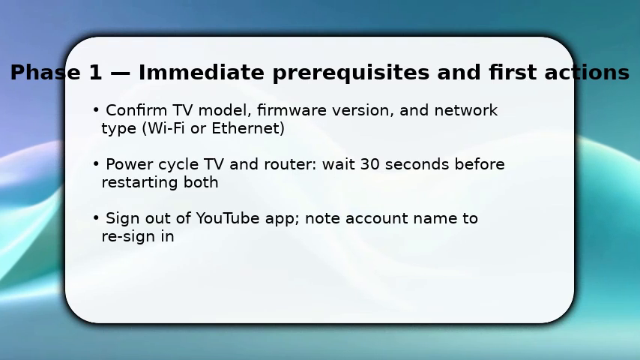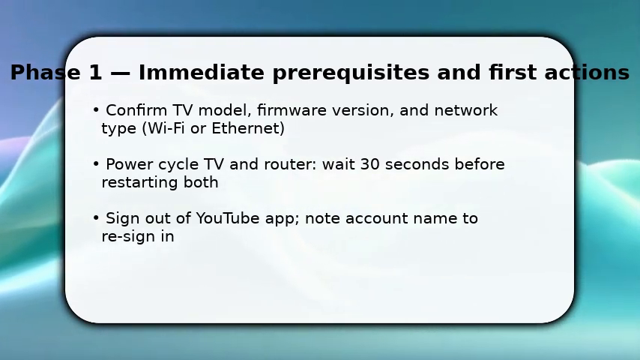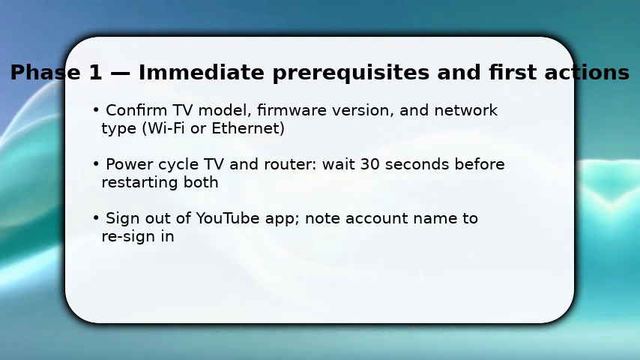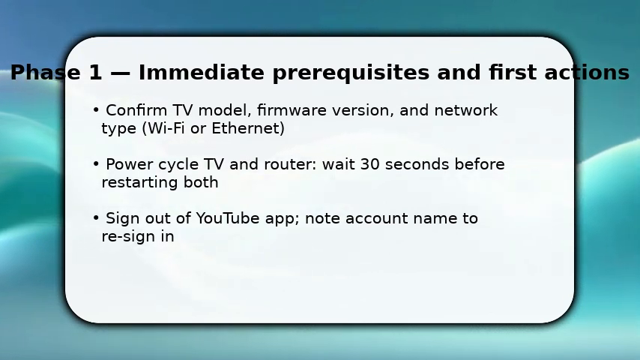You begin by confirming the essentials. Know your TV model and firmware, and check whether you use Wi-Fi or Ethernet. Then power cycle both TV and router. Turn off, wait 30 seconds, then turn back on, because many issues clear after a reset.